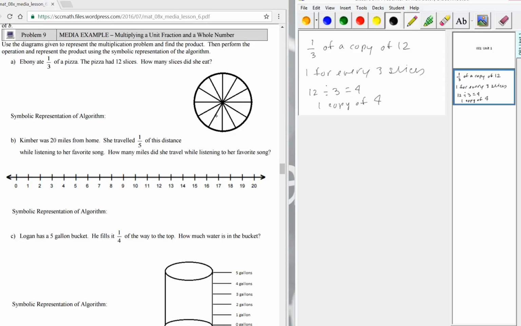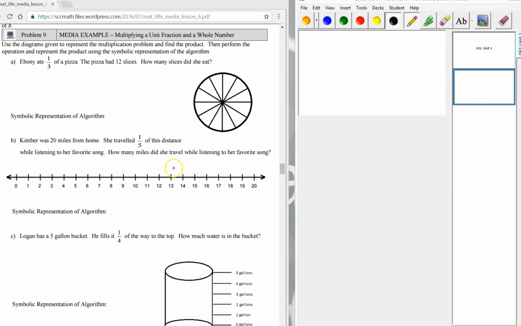But we want them to see this algorithm eventually: what are we doing when we take 1/3 of a copy of 12? The denominator of 3 is cutting the 12 into 3 equal pieces, which gives us 4. And at this point, you can start to connect the idea. You multiply the numerators, you multiply the denominators. 12 over 3 is 4, and 12 over 3 is another way that we can write 12 divided by 3. Again, we're just starting with unit fractions to develop this idea, and this idea is not trivial, you will see.